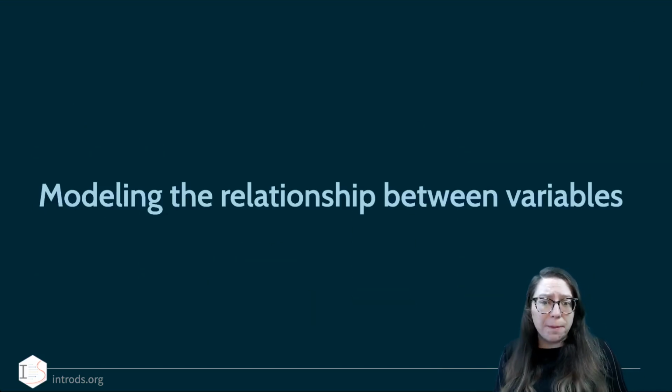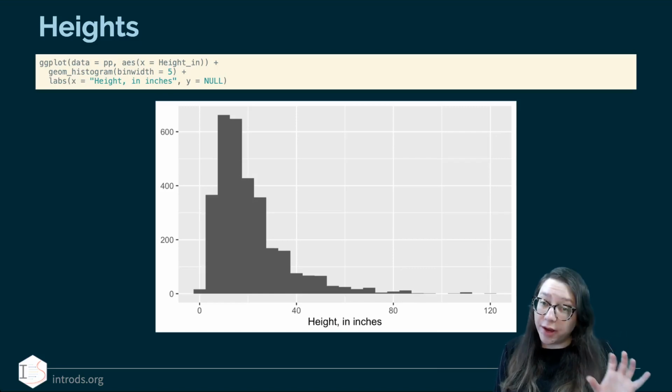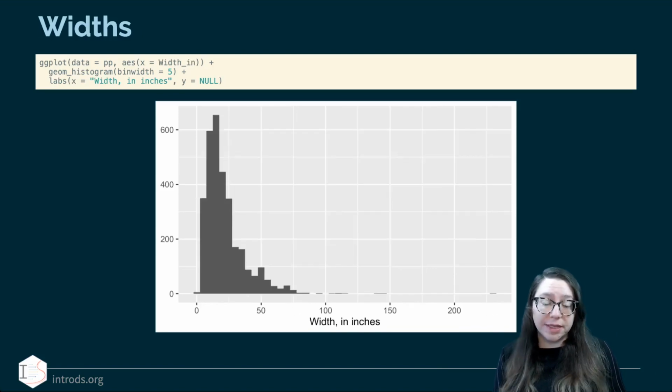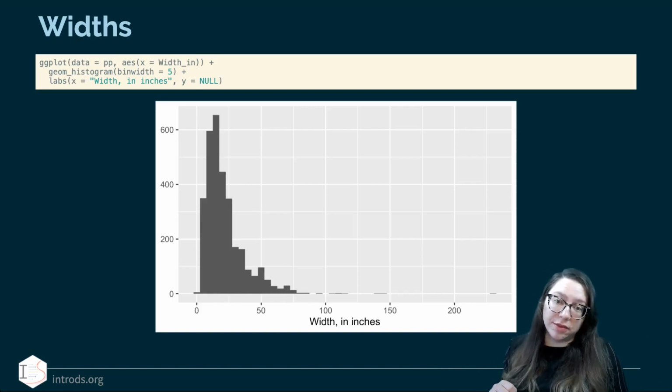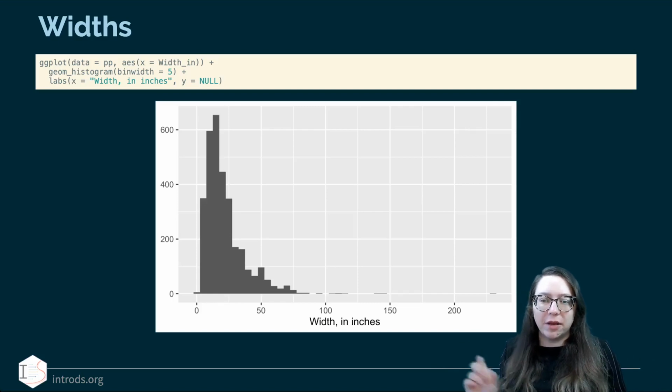So let's start modeling the relationship between variables, and we're going to take a look at the height of these paintings. So these heights are in inches, remember. We see a right skewed distribution, and some of the really large paintings are very, very large, 120 inches. And the widths of these paintings, we are also seeing go even bigger, also right skewed, but we have some paintings that are above 200 inches in width. So that's quite large, and it seems like those are probably the landscape paintings that are much bigger on the width.